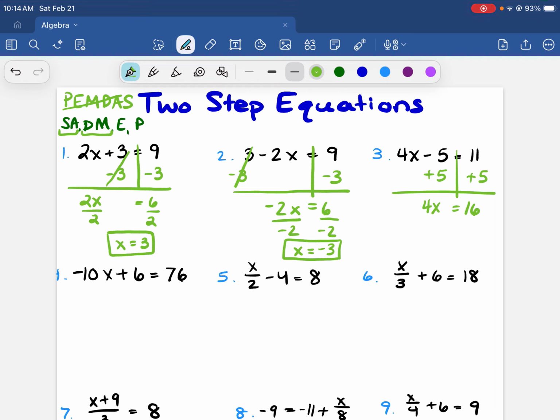4 is my coefficient, x is my variable. When they are attached like that, it's multiplication. The opposite of multiplying by 4 is dividing by 4. 4 divided by 4 is 1x equals 16 divided by 4 is 4.